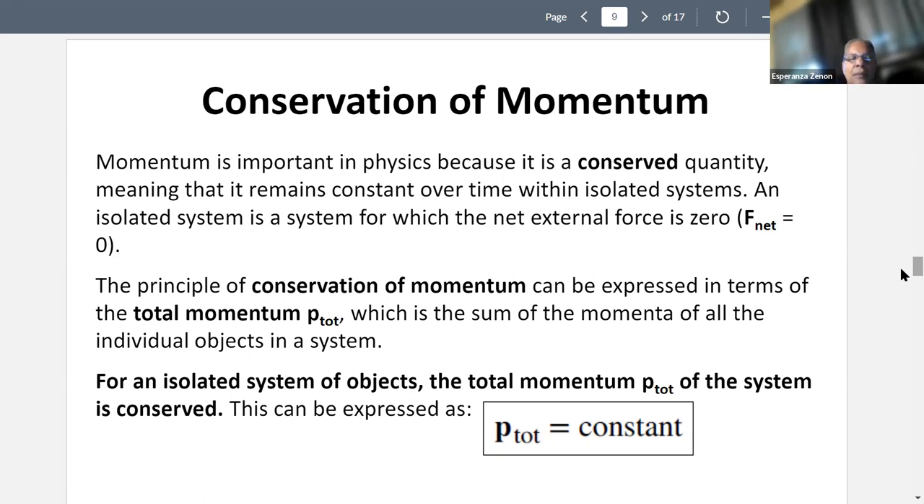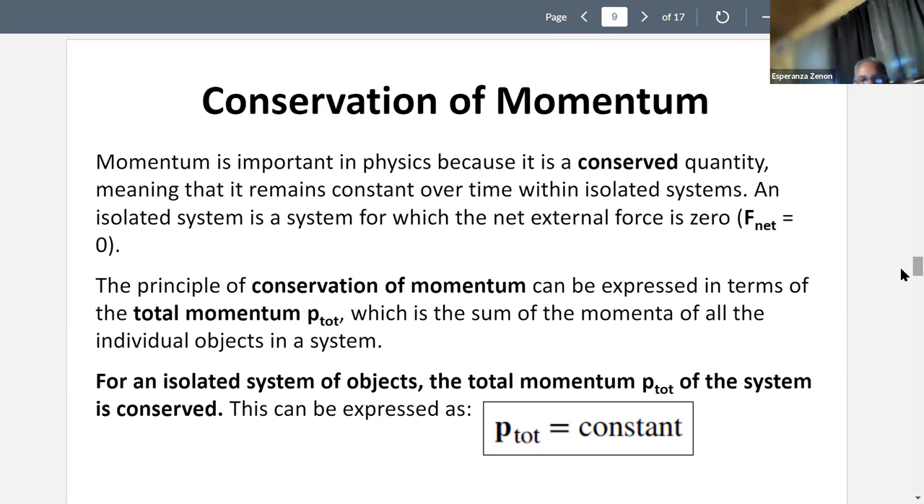Another important concept when we deal with momentum is this idea of conservation. The reason momentum is important is that it is a quantity that we measure that can be conserved, okay? Meaning it remains constant as long as you keep the system isolated, meaning your net force is zero. Remember, when we isolate a system, we keep it safe or protected from all outside forces.